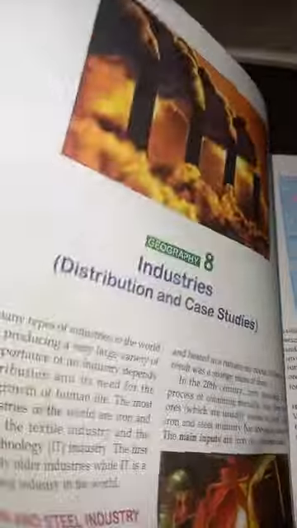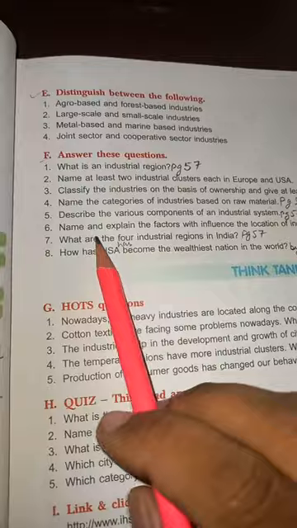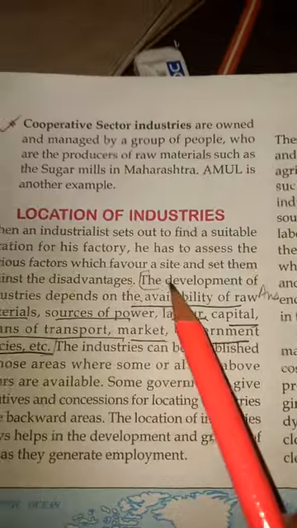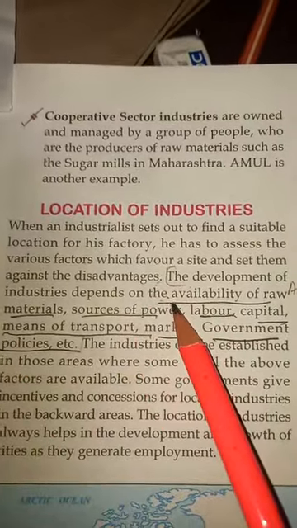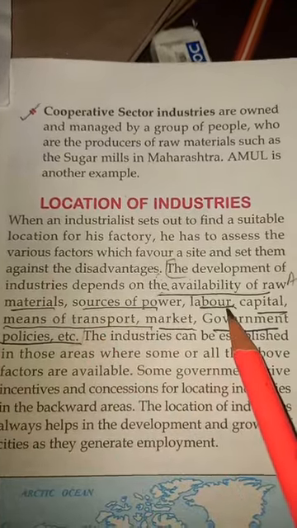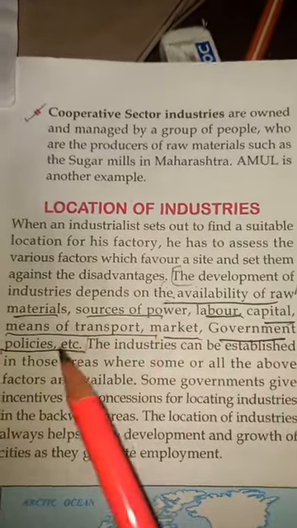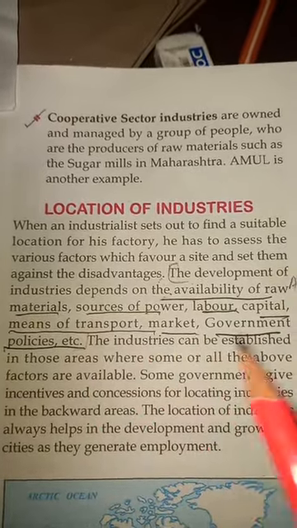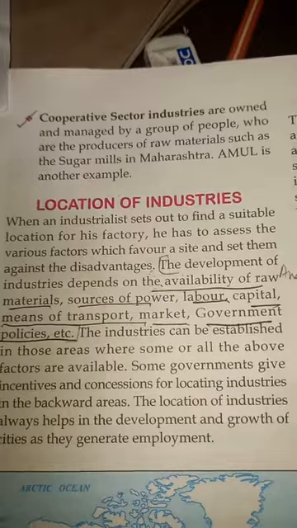Next question is: Name and explain the factors which influence the location of industry. The answer is given on page number 56. The development of industries depends upon number 1 availability of raw material, number 2 source of power, number 3 labor, number 4 capital, number 5 means of transport, number 6 market, and number 7 government policies, etc.